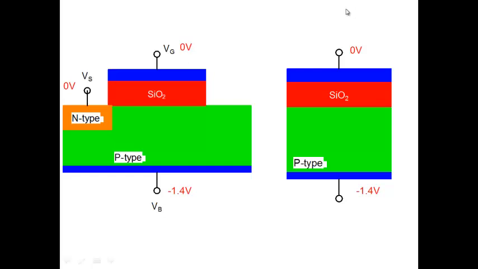Look at this one. We said whether you apply 1.4 here or 0 here is the same thing, right? And so if I apply 0 here and minus 1.4, I have threshold voltage. Fine. And all of you said that if I apply 1.4 here and this is 0 and this is 0, I have threshold. Right now I have this at 0, and this at minus 1.4. Will threshold occur?